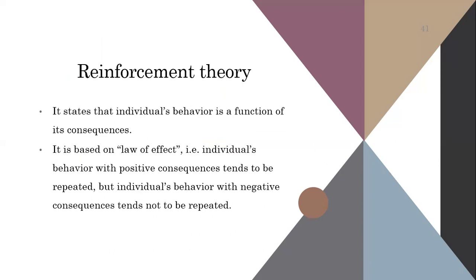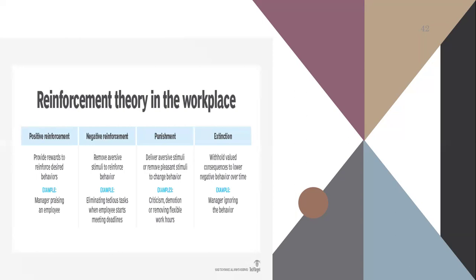Moving on to reinforcement theory, it states that an individual's behavior is a function of its consequences. It is based on the law of effect, that is, individuals' behavior with positive consequences tends to be repeated. This is known as positive reinforcement. But individuals' behavior with negative consequences tends not to be repeated. At an early period, it is known as negative reinforcement. But if the same behavior is continued again and again, that would lead to the removal of that behavior, which is known as extinction.